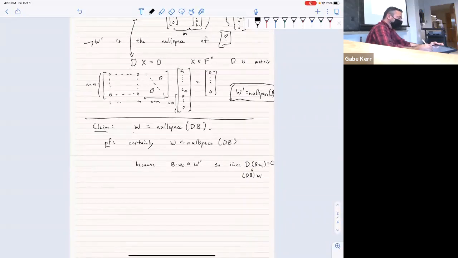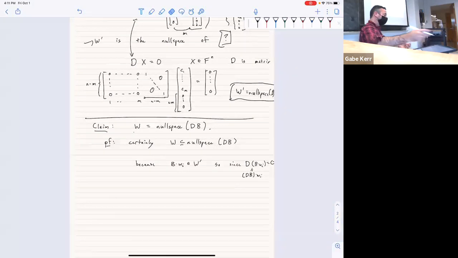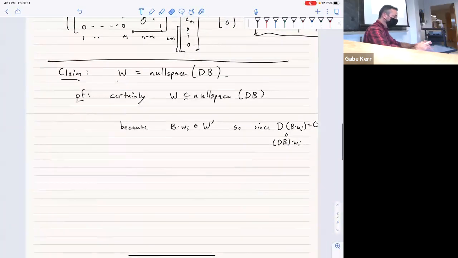So what I'm saying is I want to show a double containment. Certainly W is contained in this null space by this argument, because any of the Wi, any of the basis vectors of W, get sent to W prime, and then when I hit them with B, I get 0. But now you want the other containment.